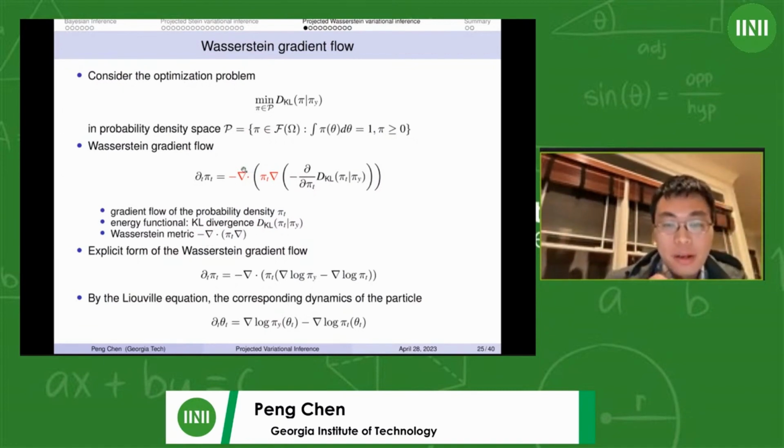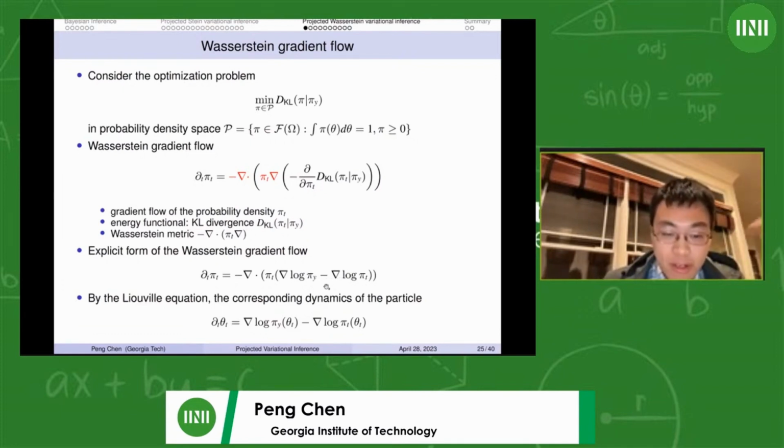It takes the form of the divergence of pi t, the current density, times the gradient of this density. So now with this particular metric, we have this explicit form of the Wasserstein gradient flow, which is given by: essentially on the left is still the time derivative of pi t. On the right, if you calculate this variation, you end up with the gradient of the log of the posterior distribution minus the gradient of the log of pi t, the current density.